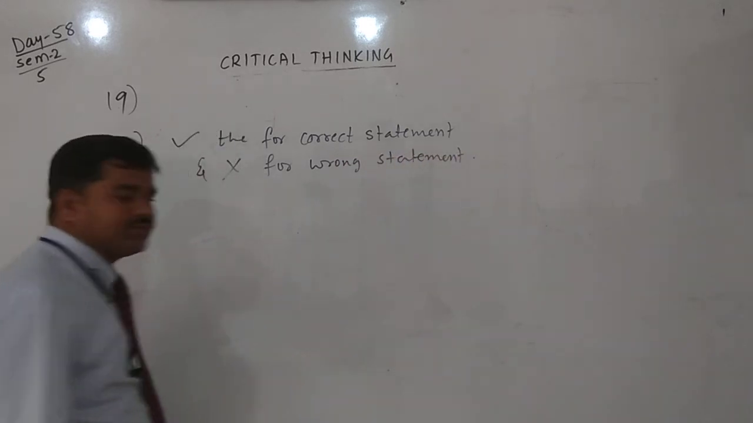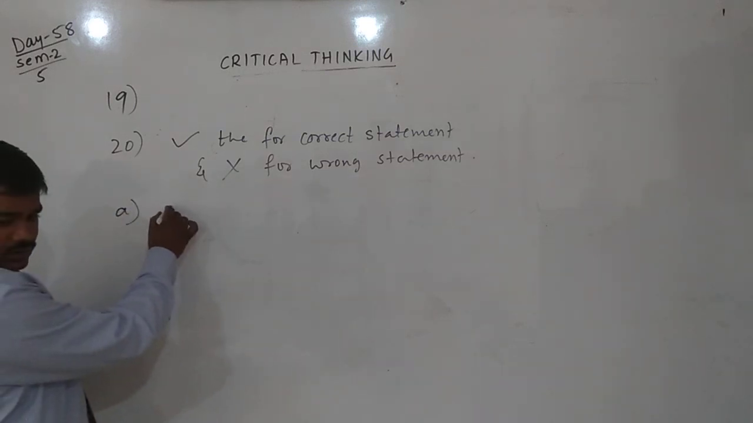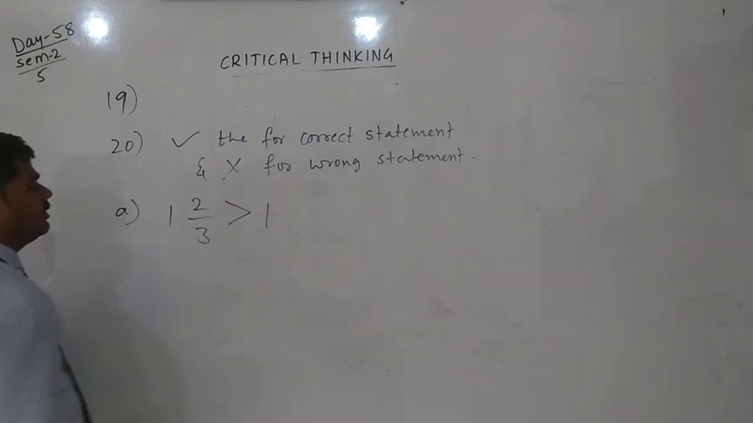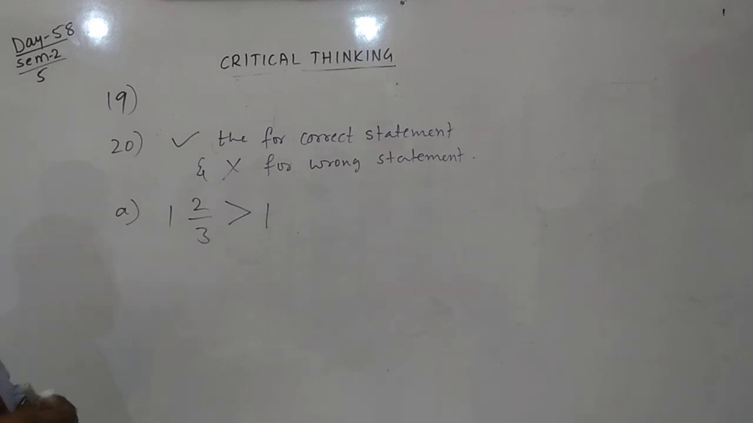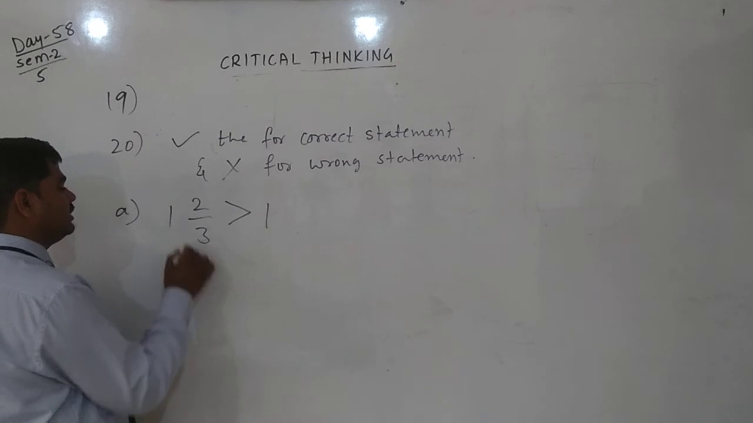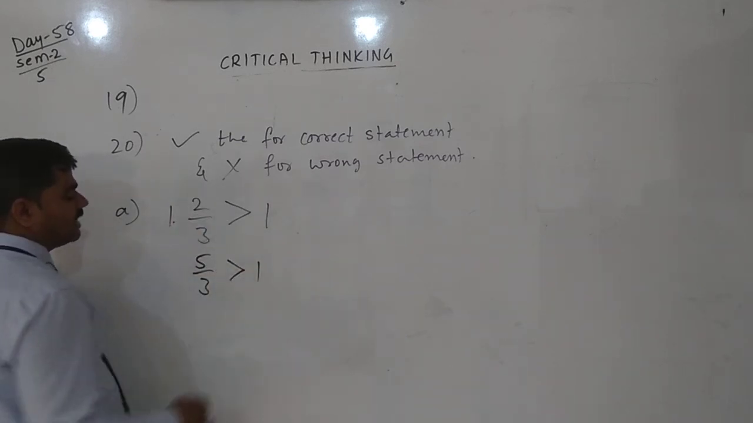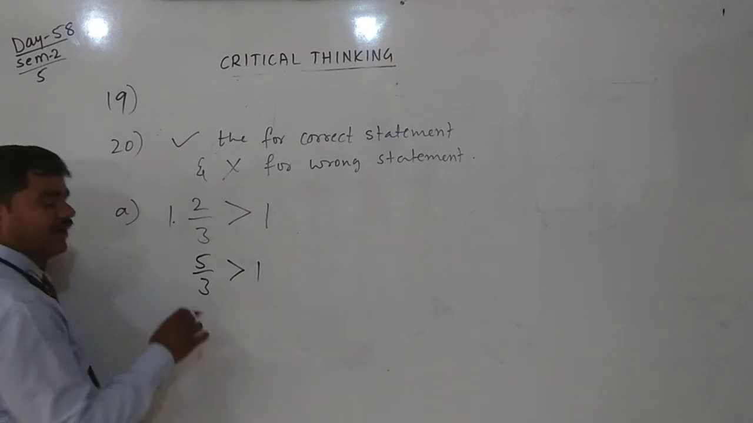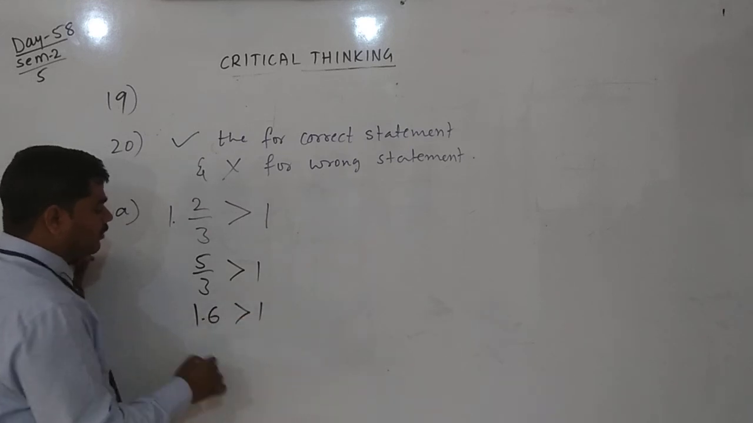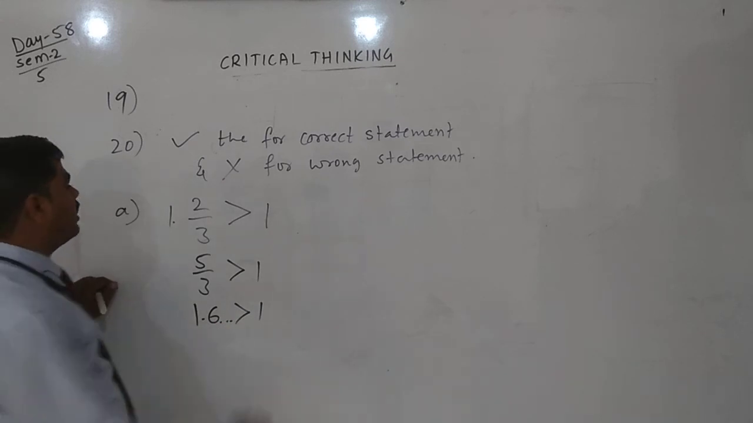Fill the number means what number will you fill there? The first one: 1 integer 2 by 3 is greater than 1. Yes, it is correct. 1 integer 2 by 3 is 3 ones are 3 plus 2, 5 by 3. 5 by 3 is greater than 1. How? 5 divided by 3, we get 1.6 something. 1.6 is greater than 1.